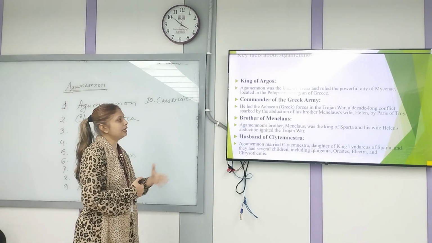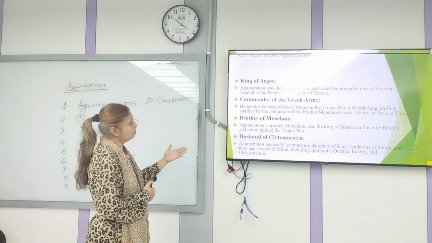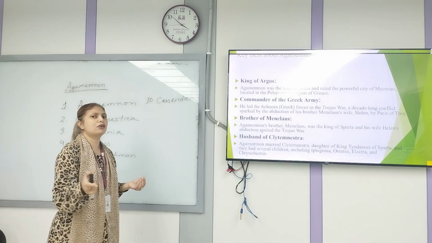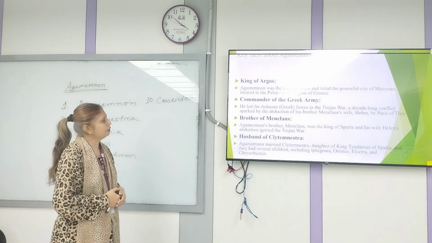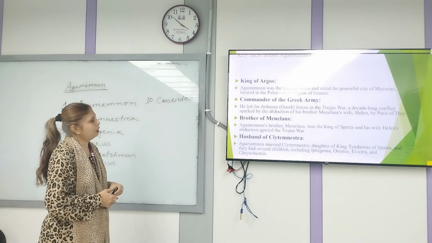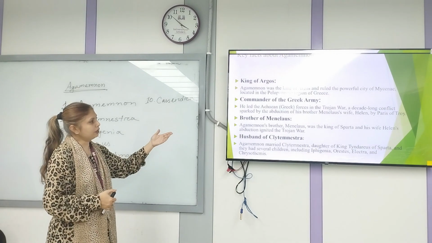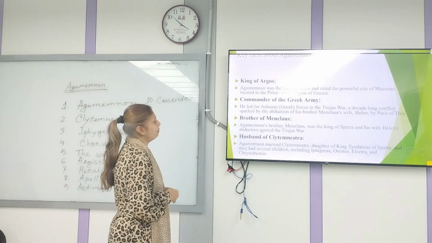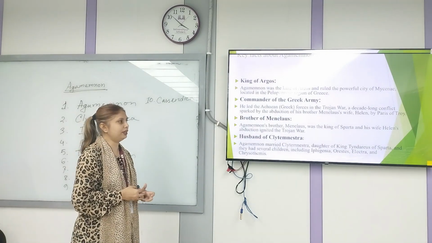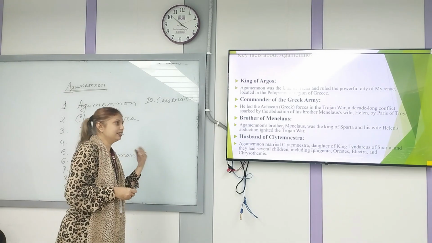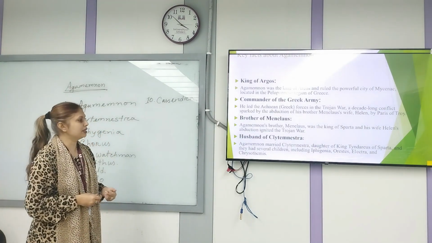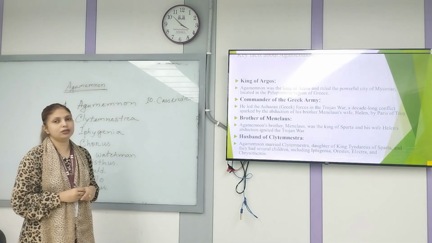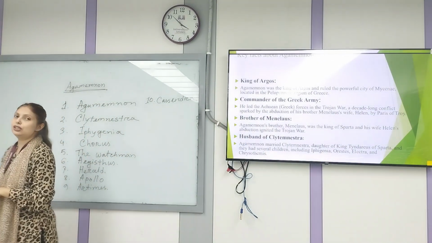He led the Achaean forces in the Trojan War, and we know that Menelaus' wife was abducted by the prince of Troy, Paris, and Agamemnon helped his brother to bring back his wife. Brother of Menelaus: Agamemnon's brother Menelaus was the king of Sparta, and his wife Helen's abduction ignited the Trojan War. Husband of Clytemnestra: Agamemnon married Clytemnestra, daughter of King Tyndareus.